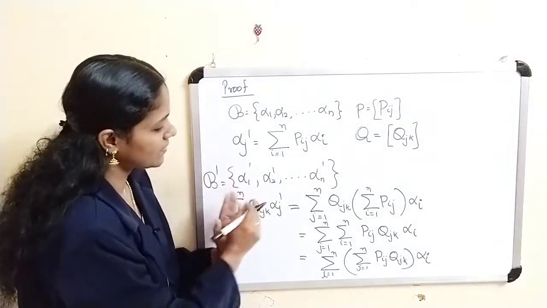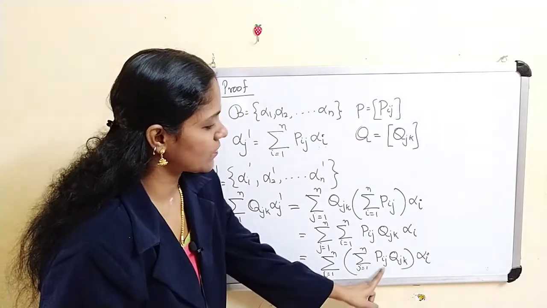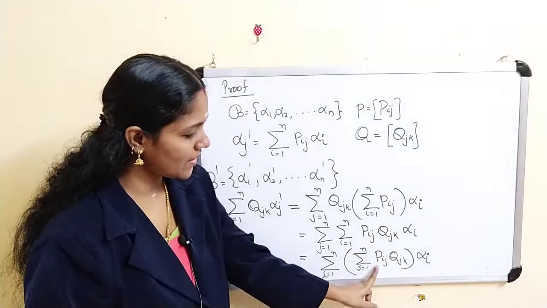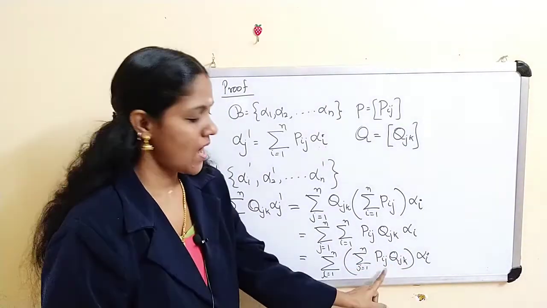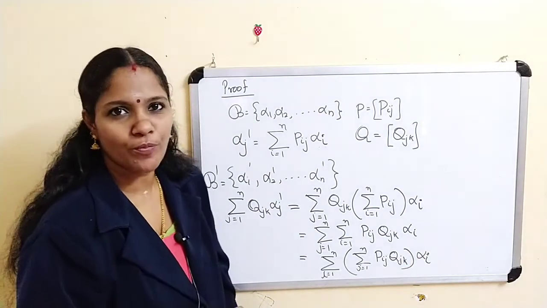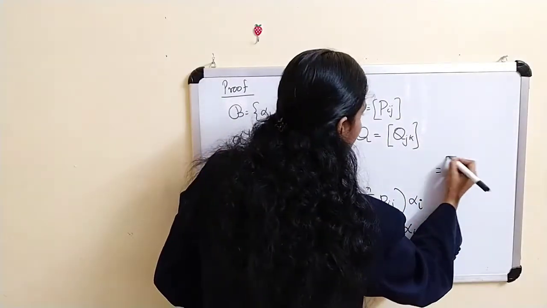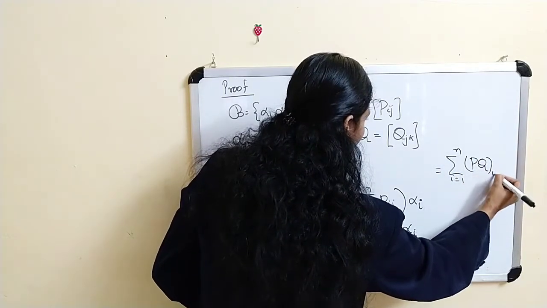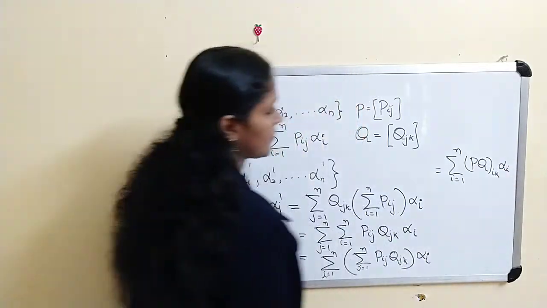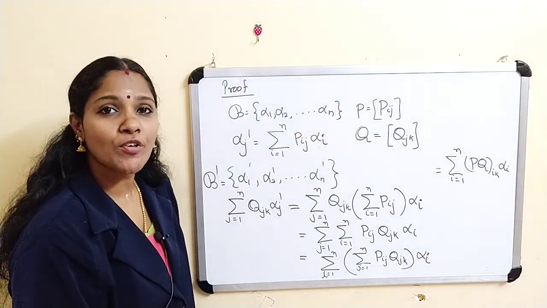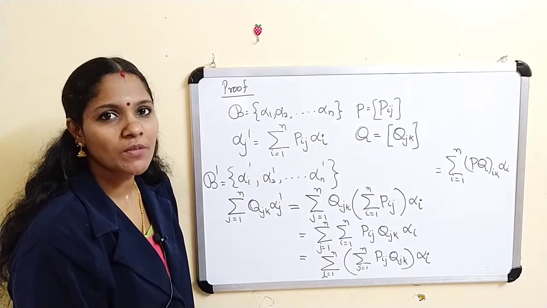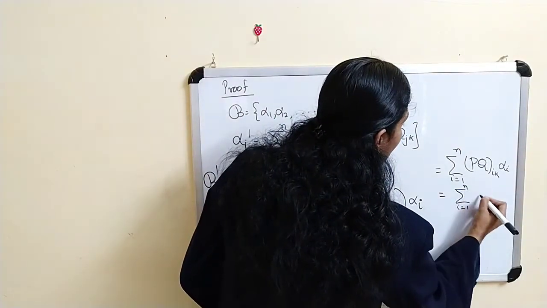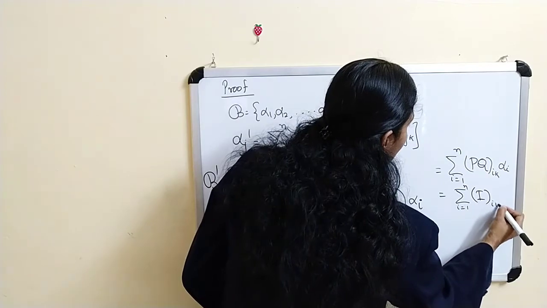Okay, so if you consider this one, this is equal to sigma I. Now what about this one? Sigma j equal to 1 to n, p I j q j k. This sum is actually the ikth entry of PQ, and this is equal to sigma I varies from 1 to n, (PQ)ik alpha I. Okay. Now what about PQ? PQ is identity matrix. P is invertible, PQ is identity matrix. And this is equal to sigma I varies from 1 to n, identity matrix I k alpha I.